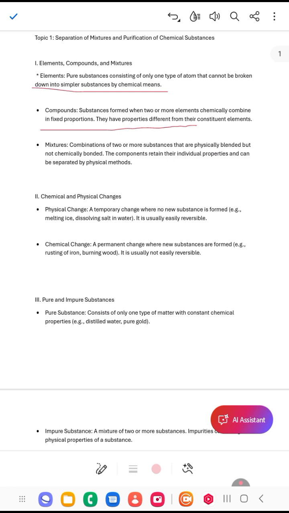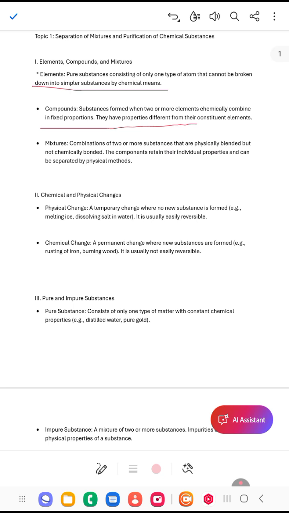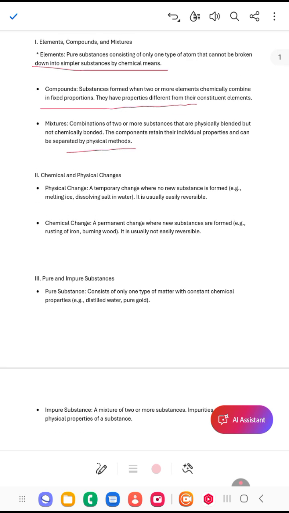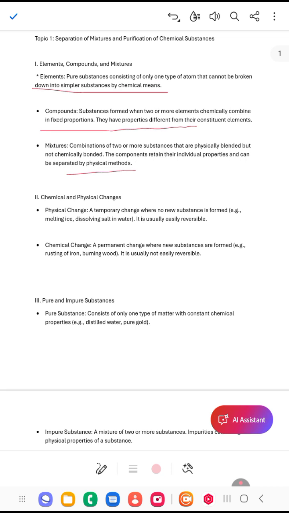The next thing I want to talk about is mixture. A lot of the time a mixture is impure, while elements and compounds are pure. A mixture is a combination of two or more substances that are physically blended but not chemically bonded together. They retain their individual properties and can be separated by physical methods. You must understand that about mixtures. Examples of mixtures include air, blood, sand, urine, crude oil, and the rest like that.